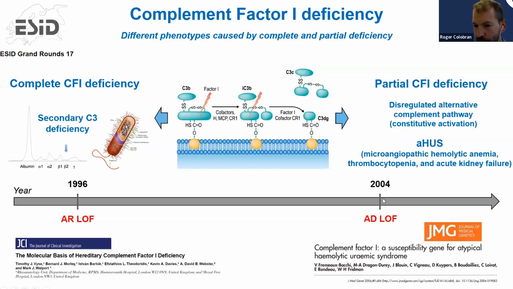And in 2004, occurred the first description of autosomal dominant loss of function mutation, so partial deficiency of factor I, associated to a completely different clinical phenotype, which is atypical hemolytic uremic syndrome. This syndrome is caused by a dysregulated alternative complement pathway. There is a constitutive activation leading to this microangiopathic hemolytic anemia and all the renal diseases. So in this case, the complete deficiency and the partial deficiency led to completely different phenotypes.